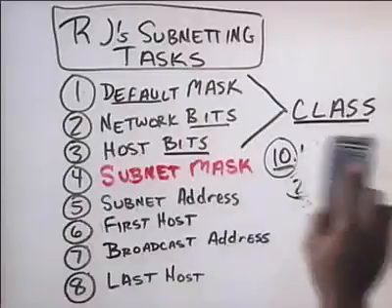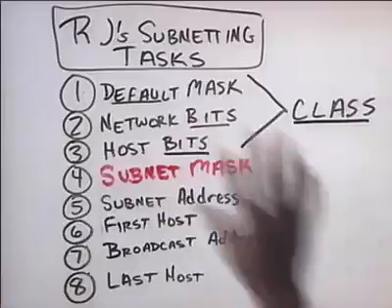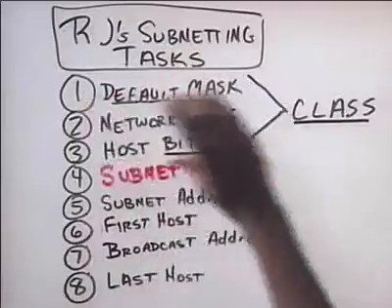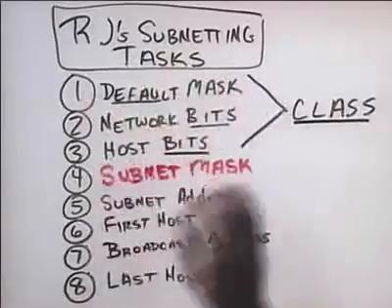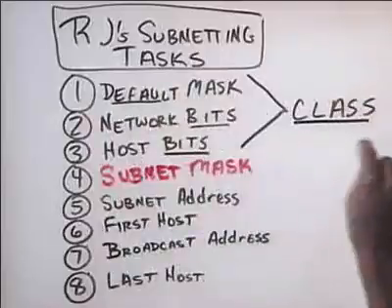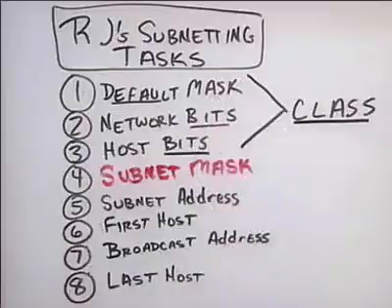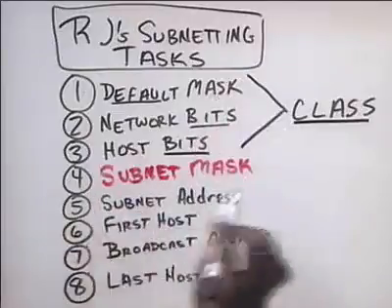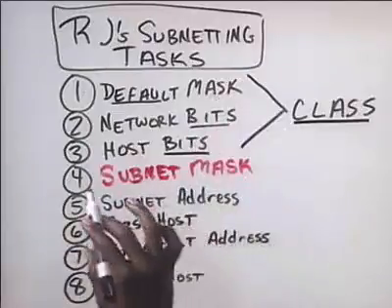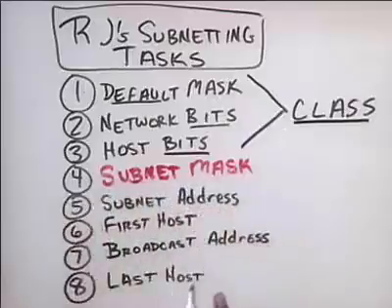So now that we've made that clarification, let's go on further with our tasks. As we mentioned, the default mask, network bits, and host bits can all be derived simply knowing the class of the address. That first octet determines the class. The fourth task or rule that we want to look at is the subnet mask.